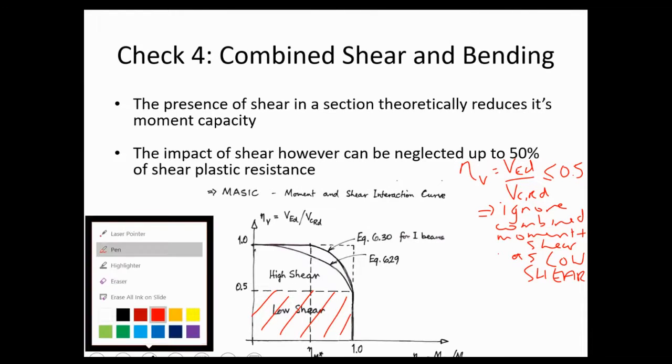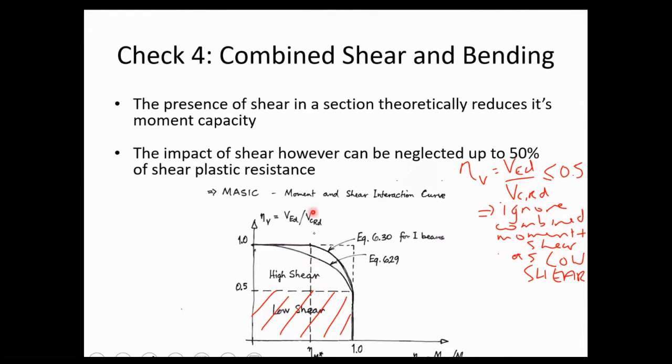So this is a graph where we plot the utilization ratio in shear force, the shear force divided by the capacity, against the utilization ratio in bending, the bending force divided by the capacity. So when the shear demand divided by the capacity is 0.5 or lower, it's low shear. Therefore, we can use the full capacity in bending. That's why the bending utilization ratio, demand divided by capacity, is equal to 1. So we don't need to reduce the capacity in bending if we have low shear.